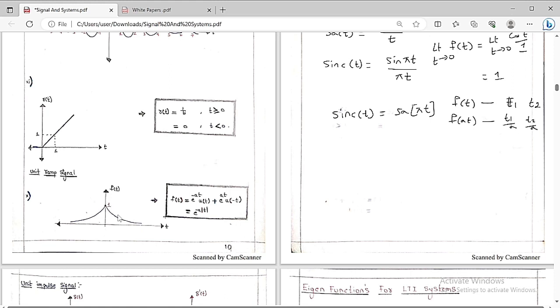Only this waveform is what I am trying to tell you: e to the power of at into u of t. Then what is this waveform? It is e to the power of minus at into u of t, right? So why is it like this?